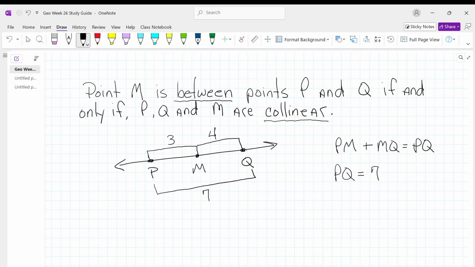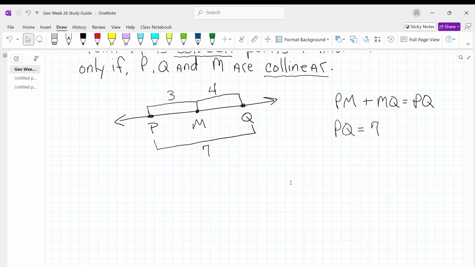Now, there's 2 other rules that apply to this concept of betweenness. And one of them is that if we know how far it is from P to Q, and we subtract the distance from M to Q, what will that tell us? What's left? Good, the distance from P to M.